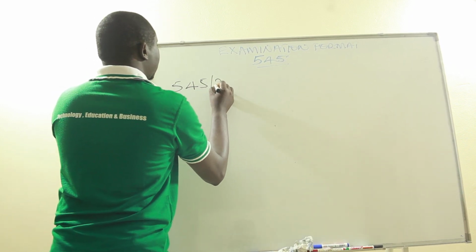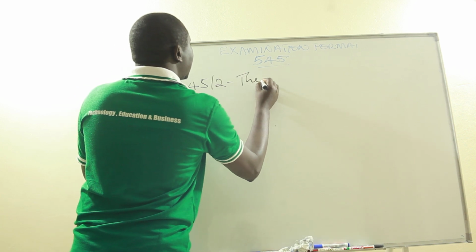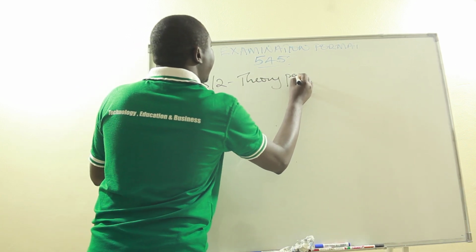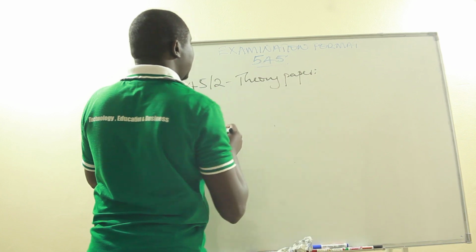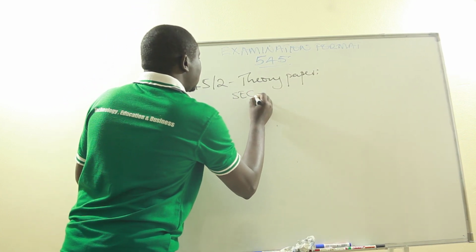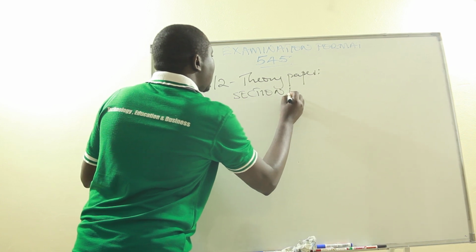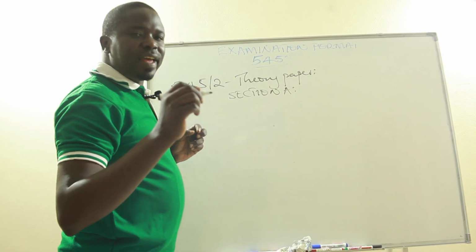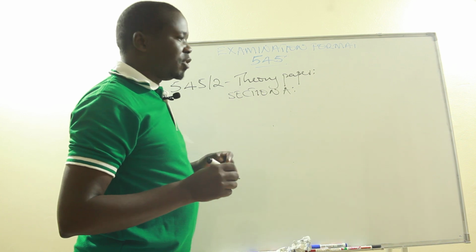Five, four, five, stroke two. This one is also a theory paper. Now, this paper consists of two sections. That is section A, and also there is section B. So let us first look at section A.